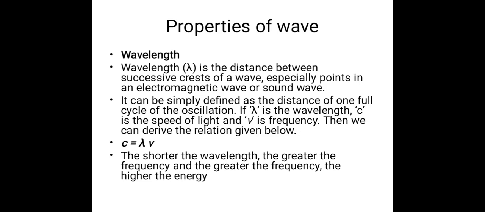Properties of wave. Wavelength. Wavelength lambda is the distance between successive crests of a wave, especially points in an electromagnetic wave or sound wave. It can be simply defined as the distance of one full cycle of the oscillation.